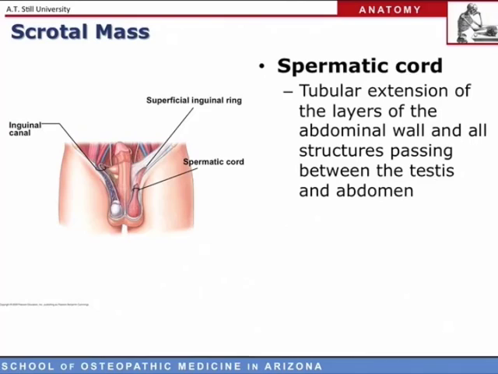Alright, so now let's talk about the spermatic cord, which is this tubular extension of the layers of the abdominal wall and all the structures that pass between the testis and the abdomen. And so remember that the testis pushes through obliquely, and as it does so, it pushes some layers, and we'll call those the coverings of the spermatic cord, and it pulls other structures along with it, and we'll refer to those as the contents within the spermatic cord.